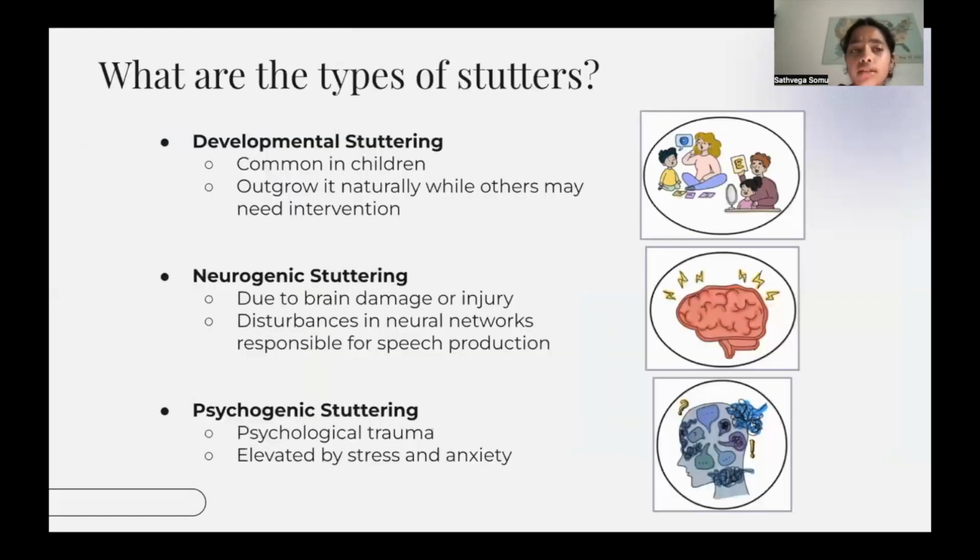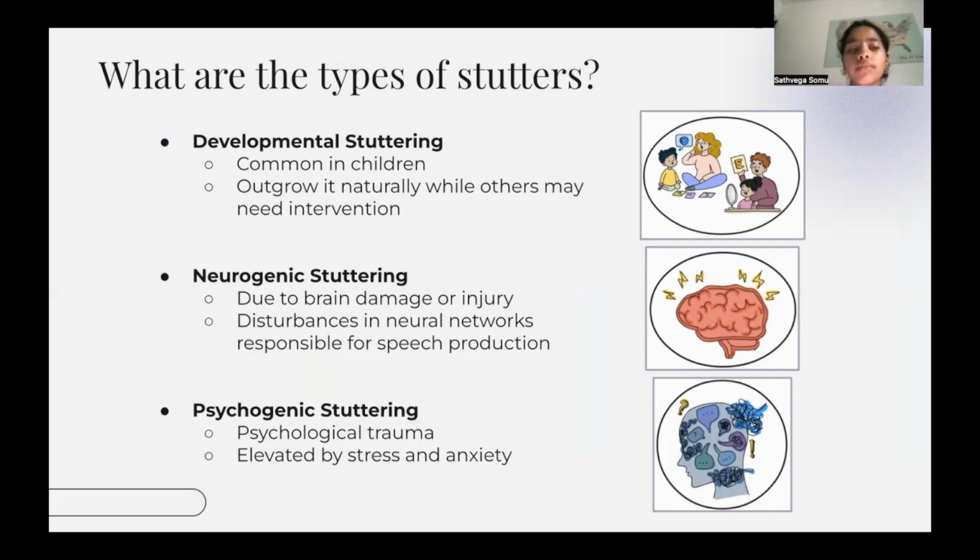What are the types of stutters? Well, there's three main ones, and number one is developmental stuttering, which is most common in children. This is usually when they're still learning about the language structure and navigating their way through how to speak it. They usually outgrow it naturally, while others may still need intervention because they still have it even in their adulthood.